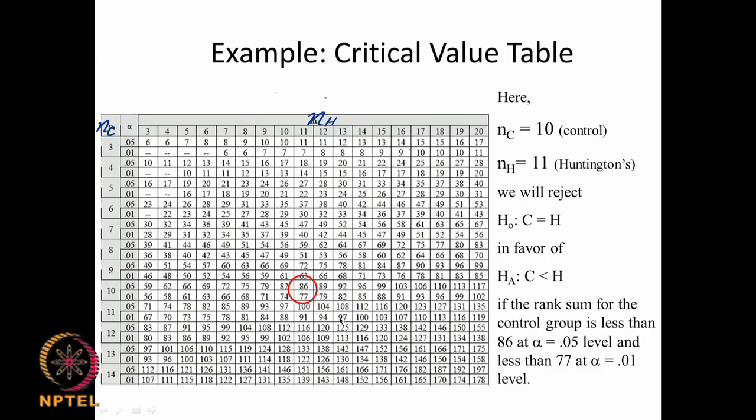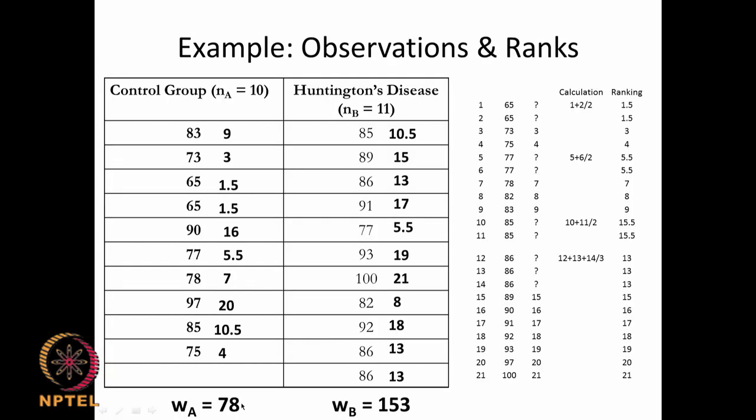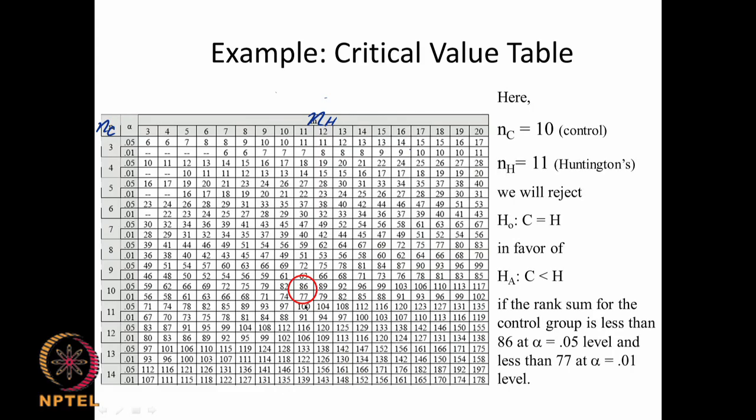So, what is the null hypothesis? The null hypothesis is that the blood glucose level is the same for the control as well as those suffering from Huntington disease. As per this we got a number of 78, that is the smallest number, and when you compare it with the table value, this number is larger. So, we reject the null hypothesis. Okay, so we accept the alternate, that is control will have lower than H.